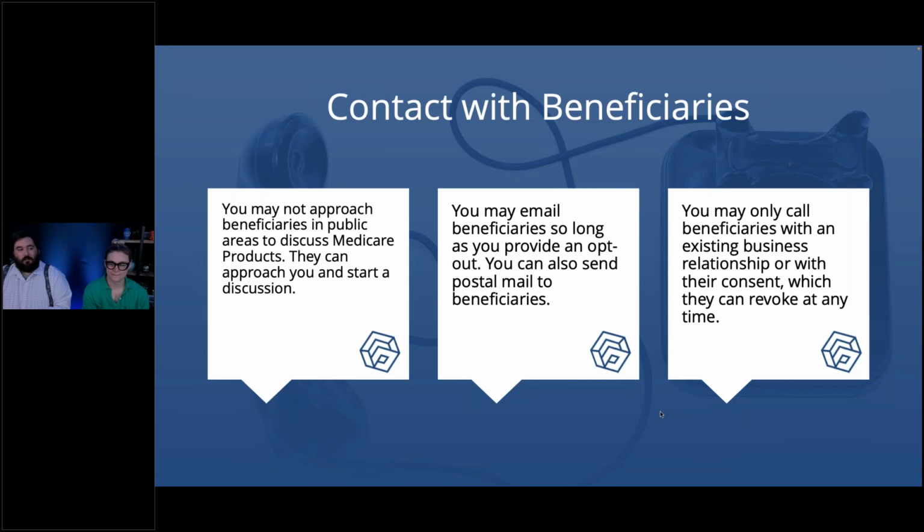With calls, it gets a little more complicated. You can only call people with which you have an existing business relationship, meaning they already have one or more products with you, or with their written consent, be that through a lead card, an online form, some other kind of valid permission to contact. And at that point, you can reach out to them by phone, or if they have specifically opted in, also text messaging. They do need to specifically opt into text messaging as well as phone calls.